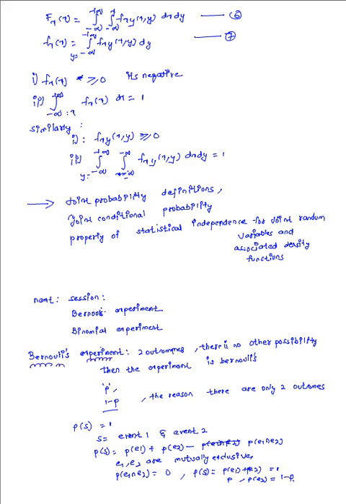The best example of the Bernoulli's experiment, no need to explain much, is tossing a coin. There are only two outcomes. The probability of one of the outcomes is p, then the probability of the other outcome is 1 minus p, where p is half in the case of tossing a coin.